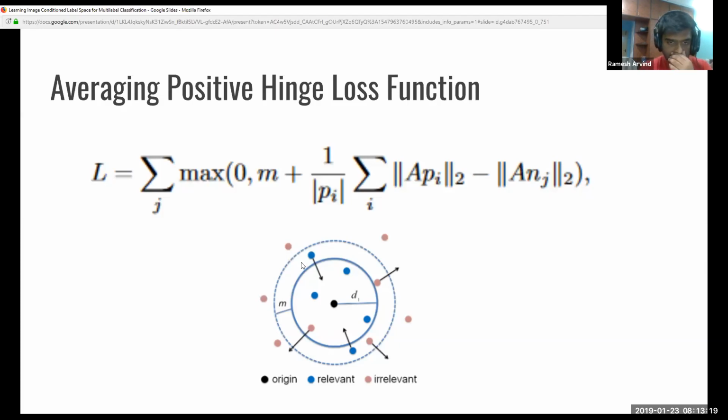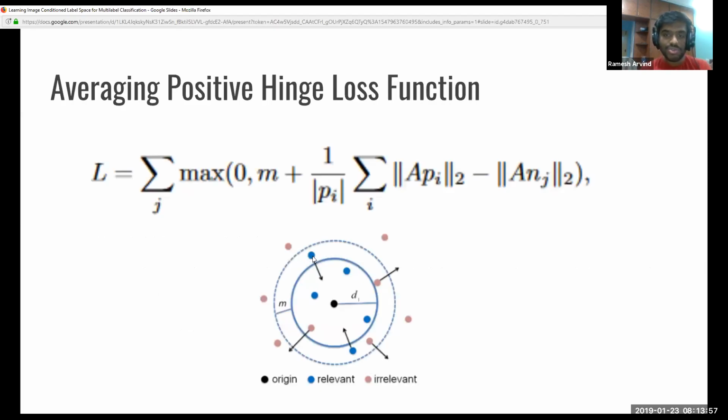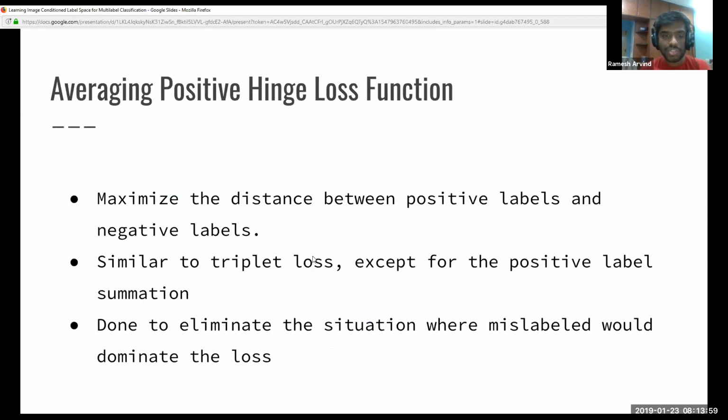You can also see the diagram below. All the blue labels correspond to the positive examples. All the red dots correspond to the negative labels. So it tries to push away the negative labels and push all the positive labels closer to the origin. And there's also a margin factor, which tries to push the negative labels further away. And yeah, what we just went through is maximizing the distance between positive and negative labels. It's similar to the triplet loss or the pairwise loss. And the averaging step, which you see here, is done to reduce the contribution of mislabeled ground truth examples.